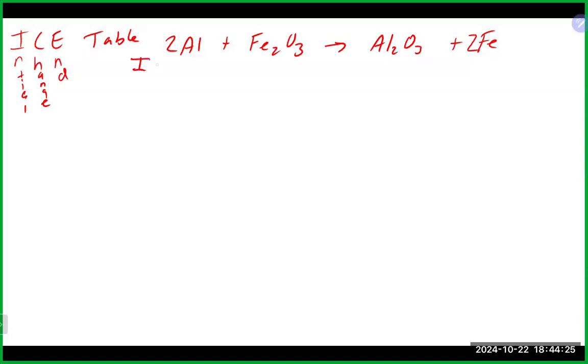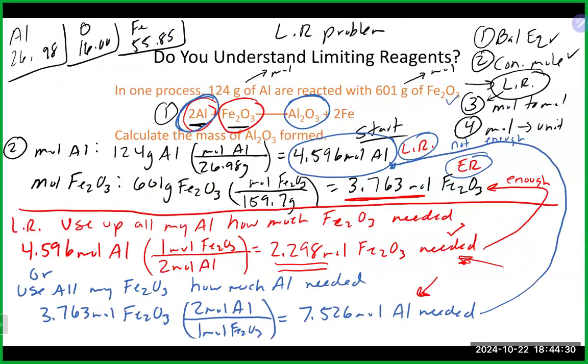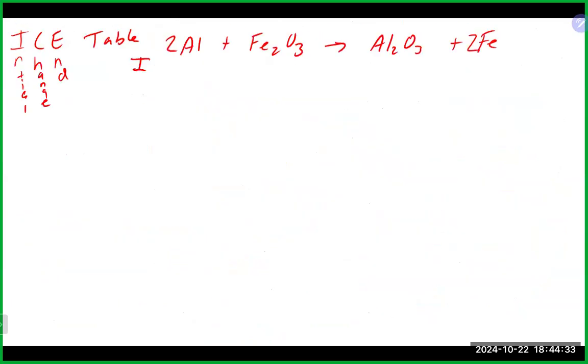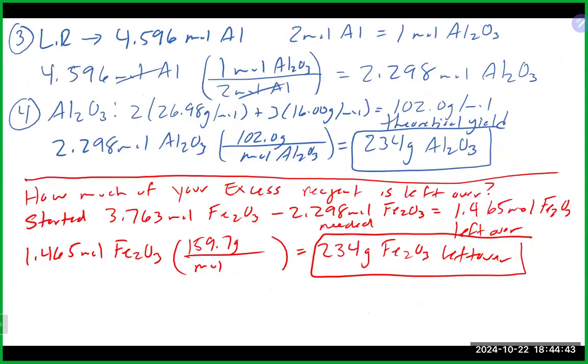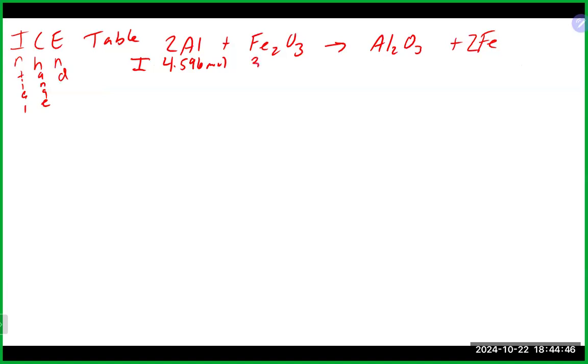So initially, we have our moles of aluminum. And again, I'm just going to steal what we calculated earlier. That was 4.596 moles. We also have our moles of our iron 3 oxide, which was 3.763 moles. So again, it's very similar to all the other approaches, balance equation, convert to moles. Now we're going to do the ice table. That is the only piece of information that we have, so it's very safe to assume we have 0 of each of these products to start with.